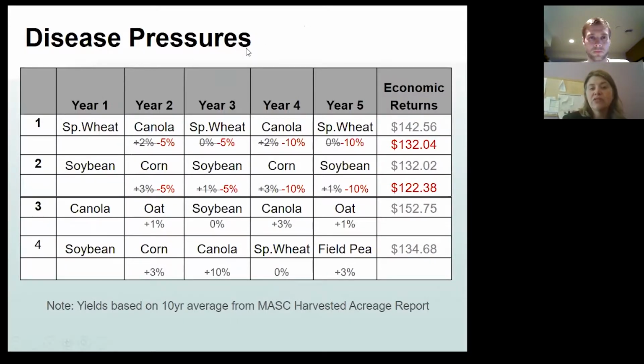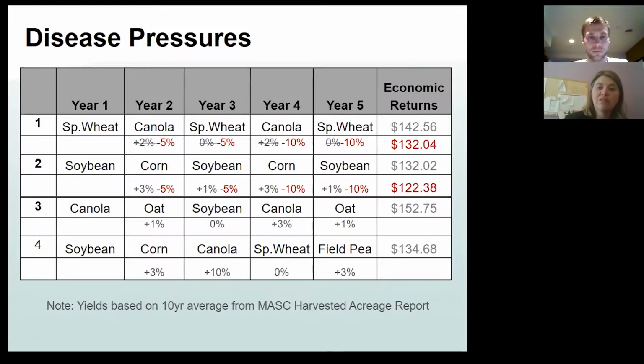So if we introduce disease pressure to our rotation, we had the same ones as before: our spring wheat canola soybean corn, our little more diverse canola oat soybean, and then our really diverse one. I showed here with these first two where we're not really having that crop rotation, but just an alternate crop, we actually start to see yield losses. So here I'm having canola because we probably had canola the year before spring wheat. Just that 1 year break between those two canola crops, I just put a hypothetical number there of we're losing about 5% yield.